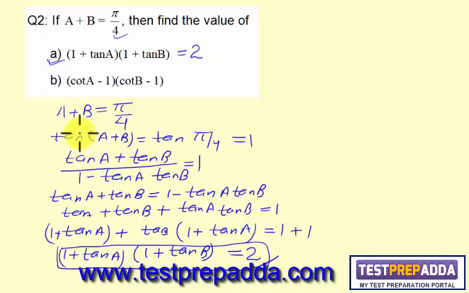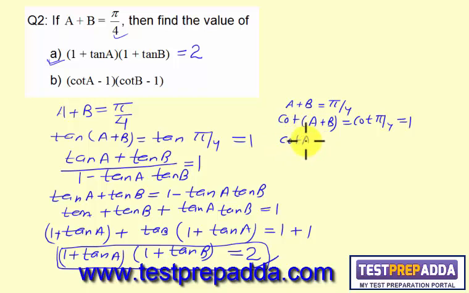Okay, now I'll take the second one. (Cot A minus 1) into (cot B minus 1). Again, since A plus B is given as pi by 4, I'll take cot on both sides. It becomes cot(A plus B) is equal to cot pi by 4, which I can write as 1. Now, if I open this cot(A plus B), the formula is cot A cot B minus 1 upon cot A plus cot B, and that is equal to 1.